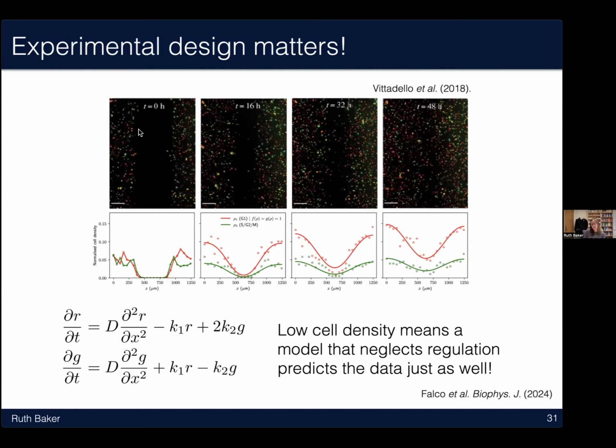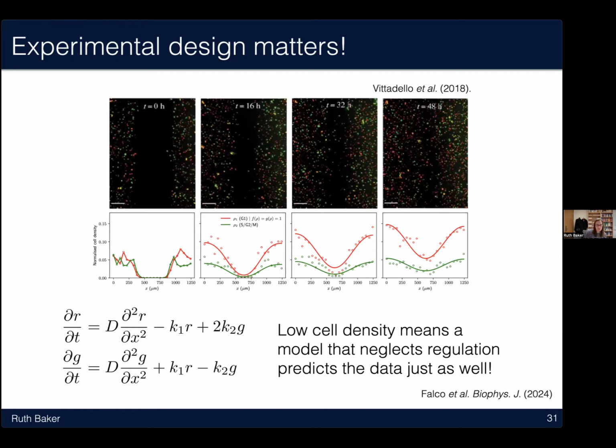In this original data set, first published by Sean Vitadello in 2018, the cells are at a really quite low density initially in the assay. So we've got normalized cell densities on the order of 0.05, 0.1. And even 48 hours later, we're really only looking at a cell density at the level of about 0.15.